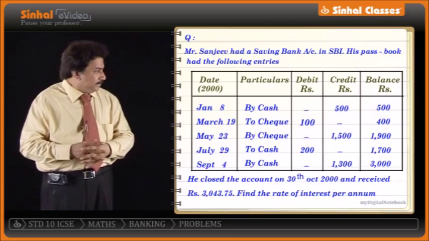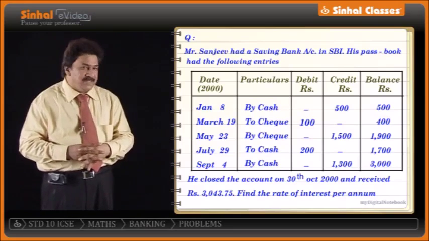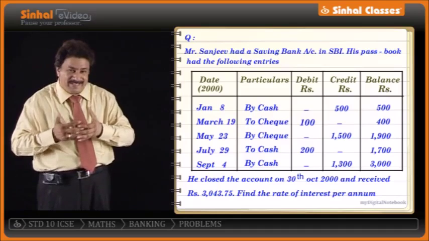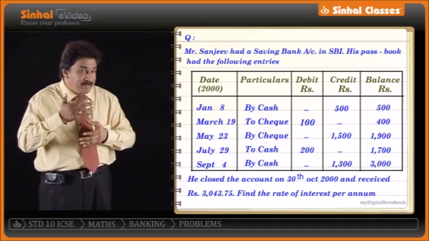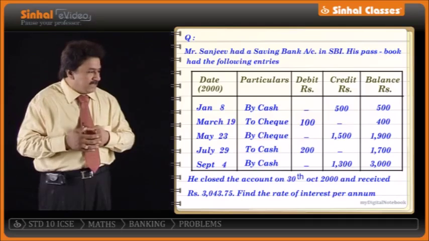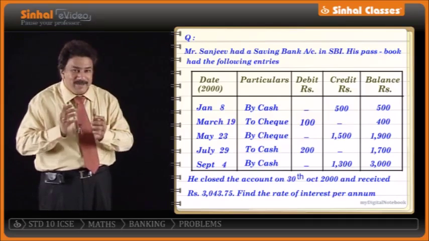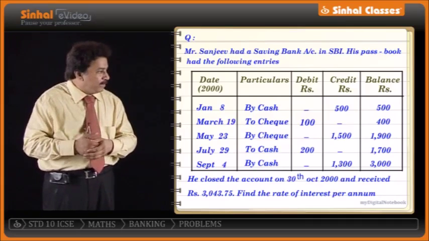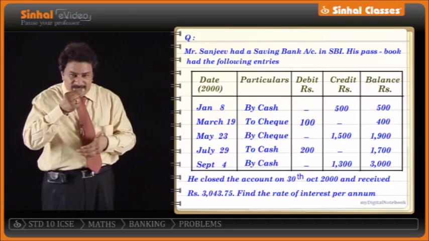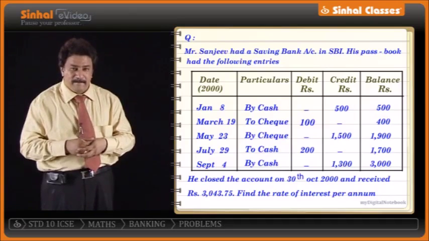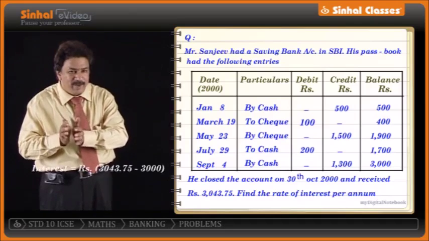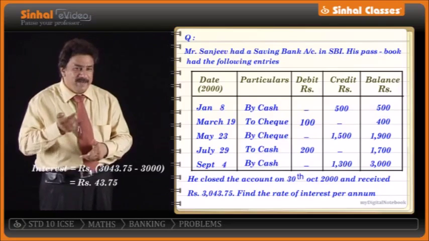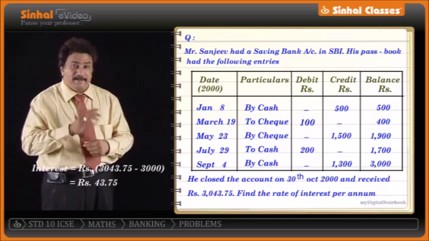What else? And received 3043.75. 3043.75 is the amount he has received. And see the sum very carefully. See the last balance he has in his account. Mr. Sanjeev has rupees 3000 in his account and is getting 3043.75. The difference is nothing but the interest which he has received. That is 3043.75 minus 3000, that is 43 rupees 75 paise is the interest received by Sanjeev in this sum.